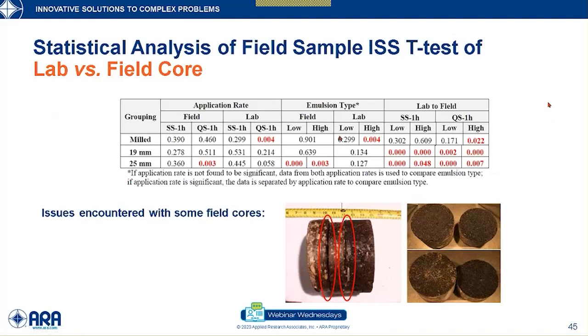Also, there were some issues encountered with the field cores. For some field cores, we found that there are 2 interfaces, which means there was an old HMA layer with an old tack coat, and some field cores had issues like dust at the interface. So this may also affect the field samples, and this may be the reason why there are discrepancies between lab and field samples.